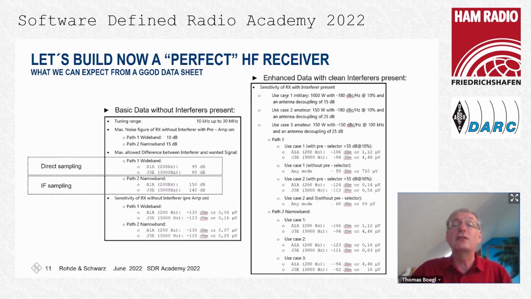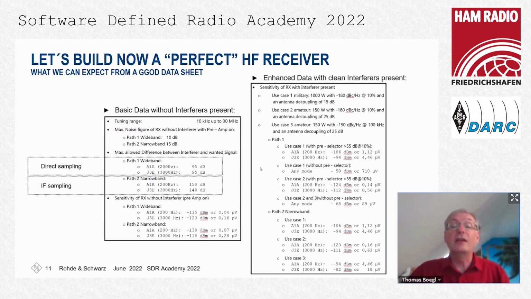The military use case is use case 1: 1 kilowatt, 180 dBc per hertz at 10% offset, and 50 dB antenna decoupling. And here we have our 10% for the amateur radios and our 100 kilohertz for the amateur radios, both 150 watts and 25 dB. And here you see the difference in selectivity.